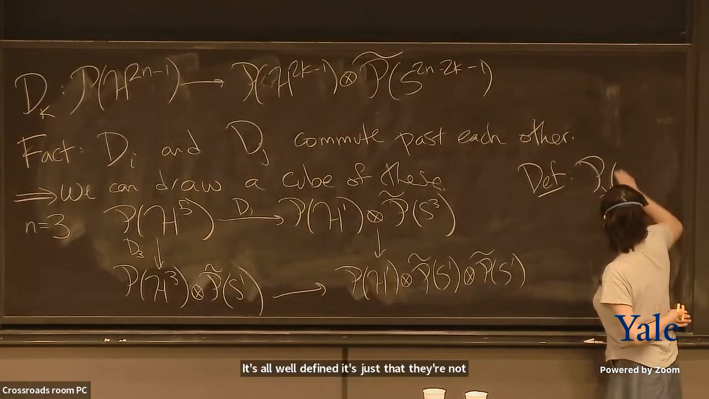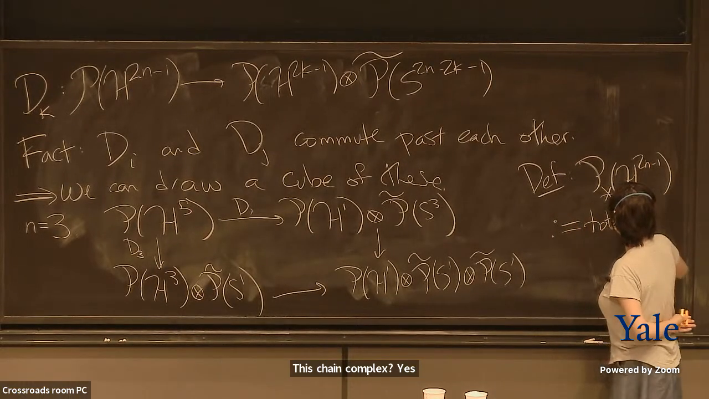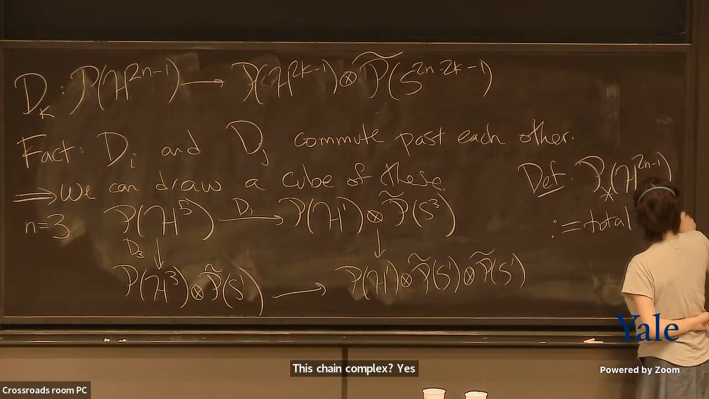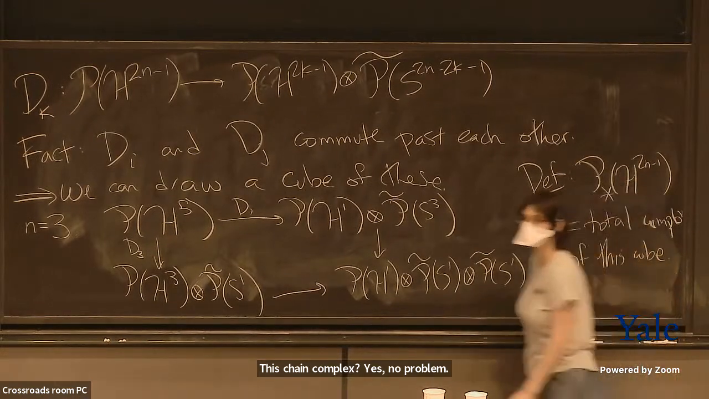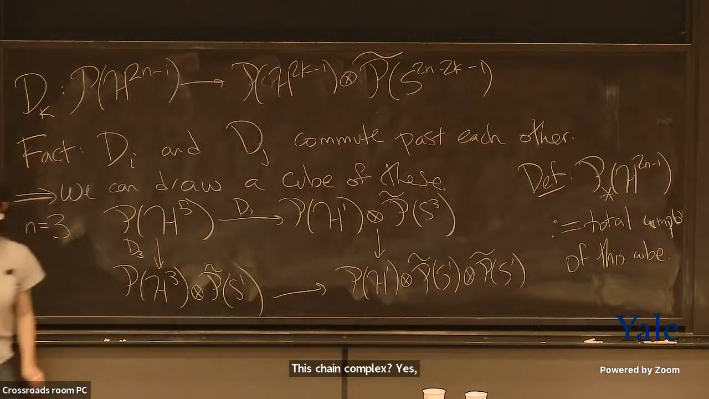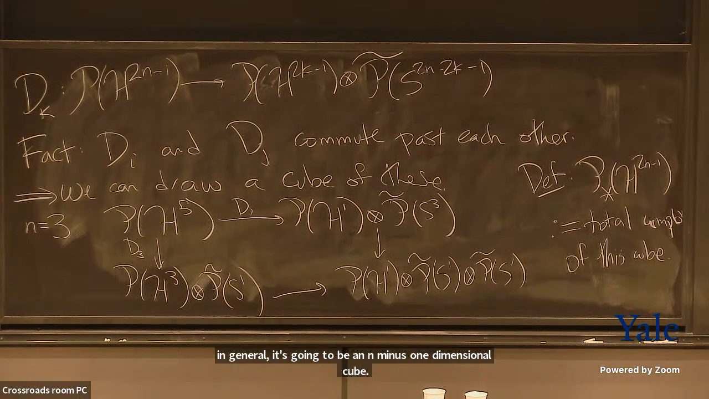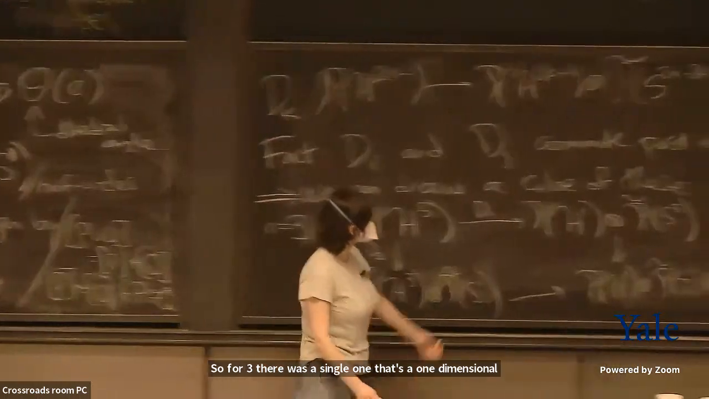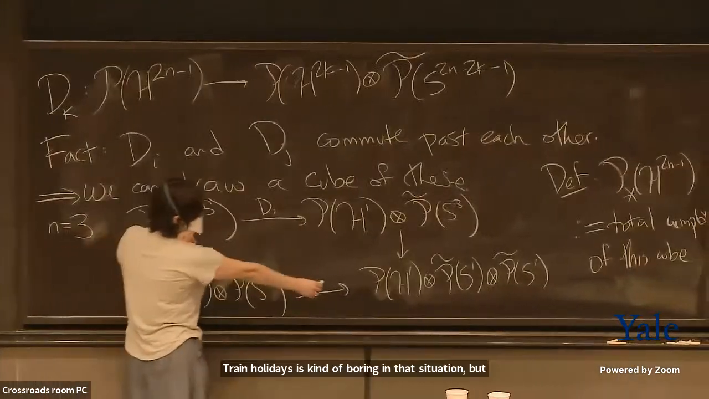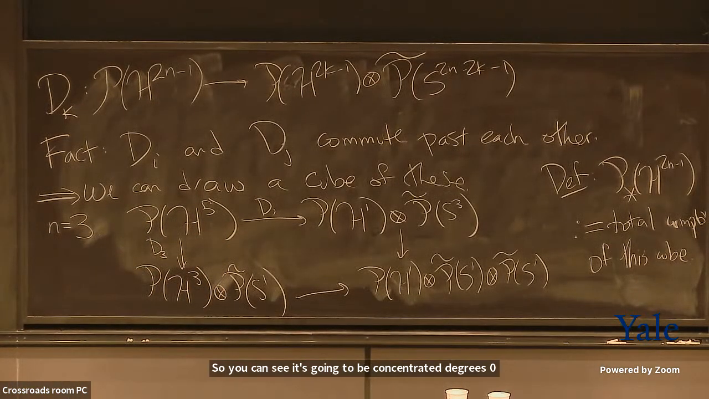The definition is that this chain complex is the complex of this cube. Well, this is a two-dimensional cube. In general, it's going to be an n minus one dimensional cube. So for three, there was a single one, so that's a one-dimensional cube. The chain complex is kind of boring in that situation, but you could still do it. So you can see it's going to be concentrated in degrees zero through n minus one. So that's the chain complex right up there.